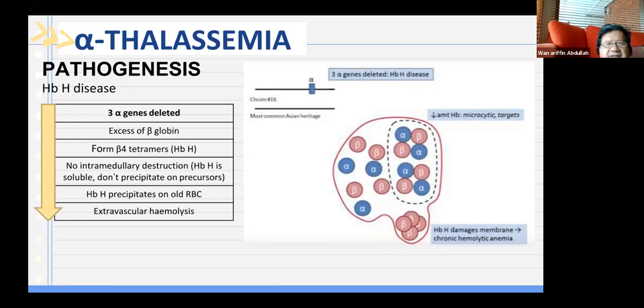But it is not as bad as beta thalassemia major or beta thalassemia intermediate because it does not cause intramedullary destruction. So there is no ineffective erythropoiesis. Ineffective erythropoiesis is disturbance in the erythropoiesis because of precipitation of excess alpha chain in the young RBCs in the bone marrow. So it occurs only in beta thalassemia. In alpha thalassemia, the HbH is soluble, does not precipitate on the precursors, the erythroblasts in the bone marrow. So they don't have ineffective erythropoiesis. So the anemia is not as severe, so it's usually not thalassemia major, but it is a form of thalassemia intermediate. Okay? Understand?